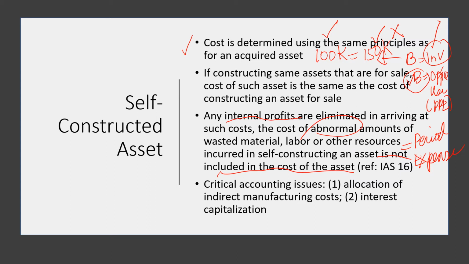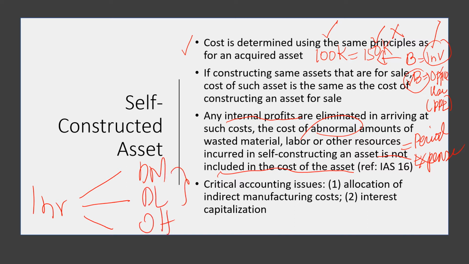Una, yung allocation ng indirect manufacturing cost. Remember, kapag inventory tayo, merong tatlong cost yan: direct materials, direct labor, and overhead. Itong dalawa, maraming problema. Yung overhead, direct materials and direct labor are traceable to the asset. So, anong asset? Yung inventory. Pero yung overhead, di siya traceable dun sa inventory.